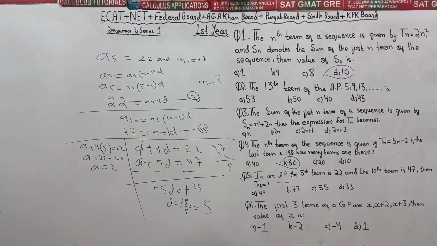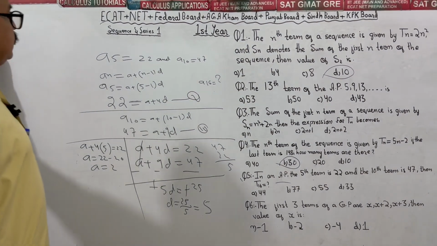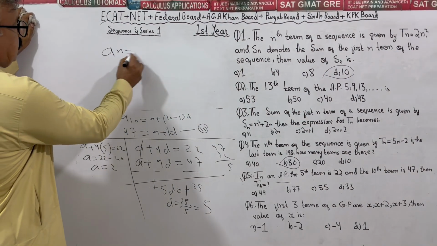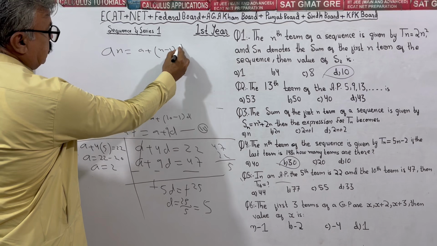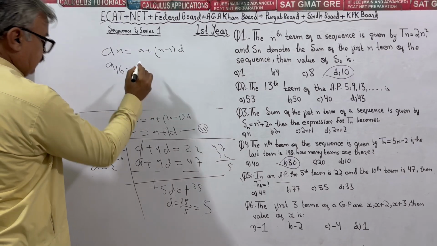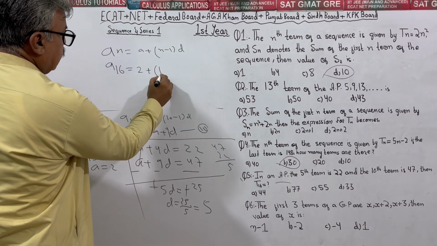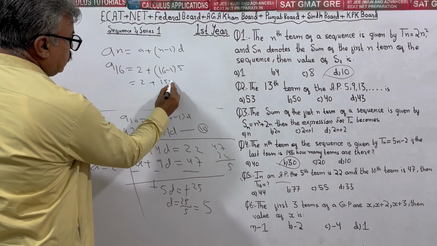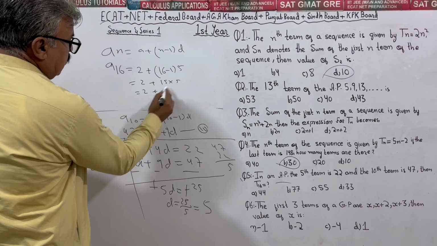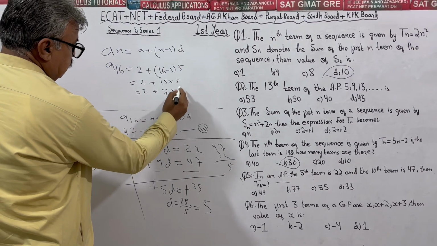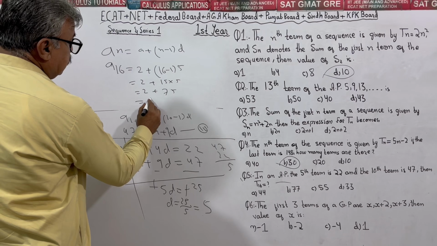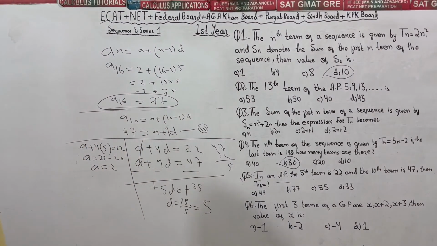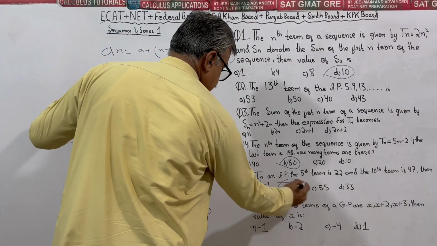We are asked to find the 16th term. We can easily manage. An is equal to a plus n minus 1 times d. For the 16th term, put n is equal to 16. Our a is 2, our d is 5. 2 plus 15 times 5. 15 times 5 is 75. 2 plus 75 is 77. So our 16th term is 77.